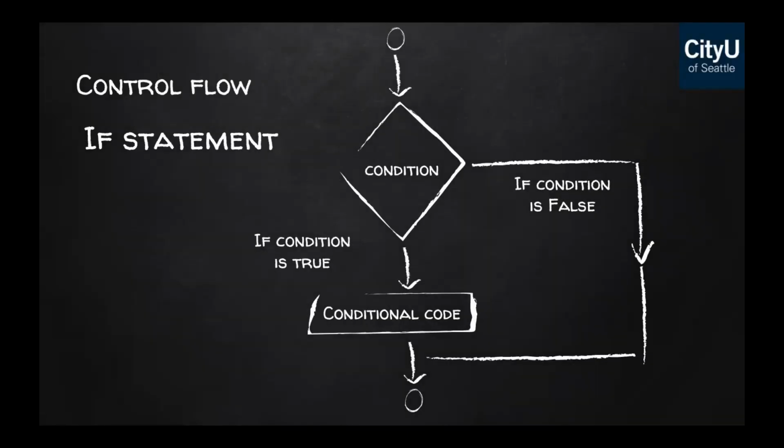Okay, we'll also be talking about control flow statements, but I'll just quickly run through this because you guys know this already. In an if statement, you have a condition, and if it's false, it just goes here and ends. If it's true, it goes to the conditional code block and continues.